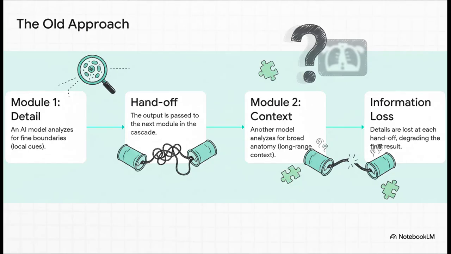Yeah, the old way was this cascaded approach. It's literally like that game of telephone you played as a kid. You'd have one AI, a specialist in finding tiny details, and it would do its thing. Then it would whisper its results to the next AI, the one that's good at seeing the big picture. And maybe that one would pass it on again. It sounds logical, right? Just stack these specialized tools. But there's a huge catch.